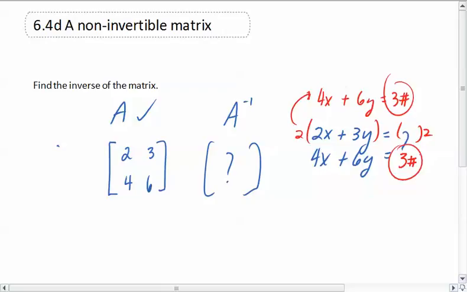So I'm not going to be able to solve it by finding an xy point, right? Because those are at least parallel, perhaps the same line.